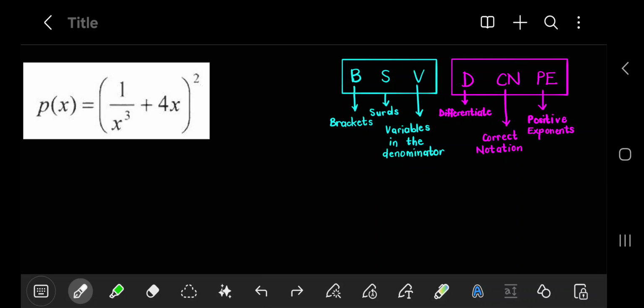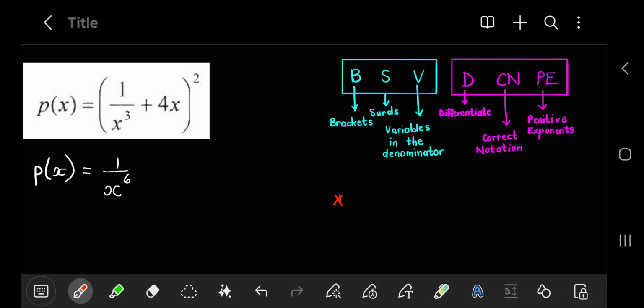The first thing we look for is brackets. And we notice that we do have brackets, so we need to simplify this bracket so that we can get rid of the brackets. What we notice here is that we have a binomial squared. We know that a binomial squared will result in a trinomial. So to get the first term, we square the first term, which would be 1 over x to the power 6.